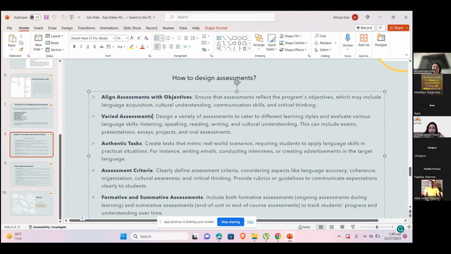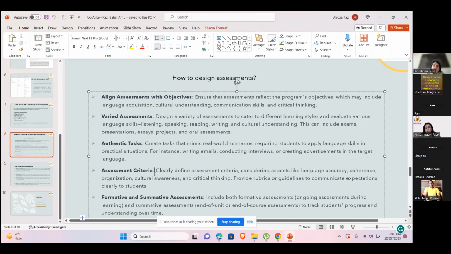Varied assessment, that means designing assessments based on the level of the students and what is expected of them. If someone is at the basic level, I cannot give them the higher level assessment. This is something that will completely destroy even the prospect of the student, whether he or she can improve. Authentic task, I already mentioned that.